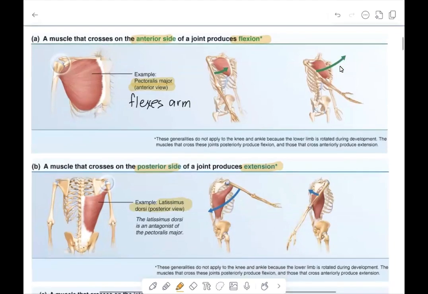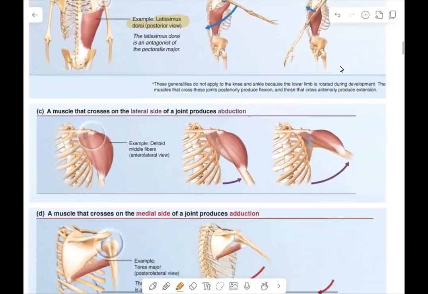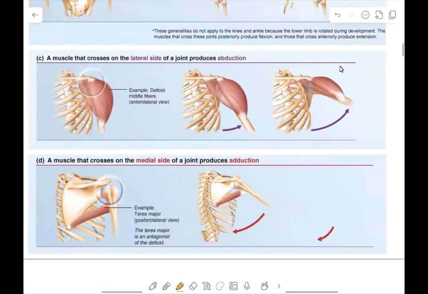When we look at letter C a little further down on this diagram, we see abduction, and that's on the lateral side of the body. This also applies to the lower limbs. So the deltoid muscle is going to produce abduction, which moves the limb away from the body.